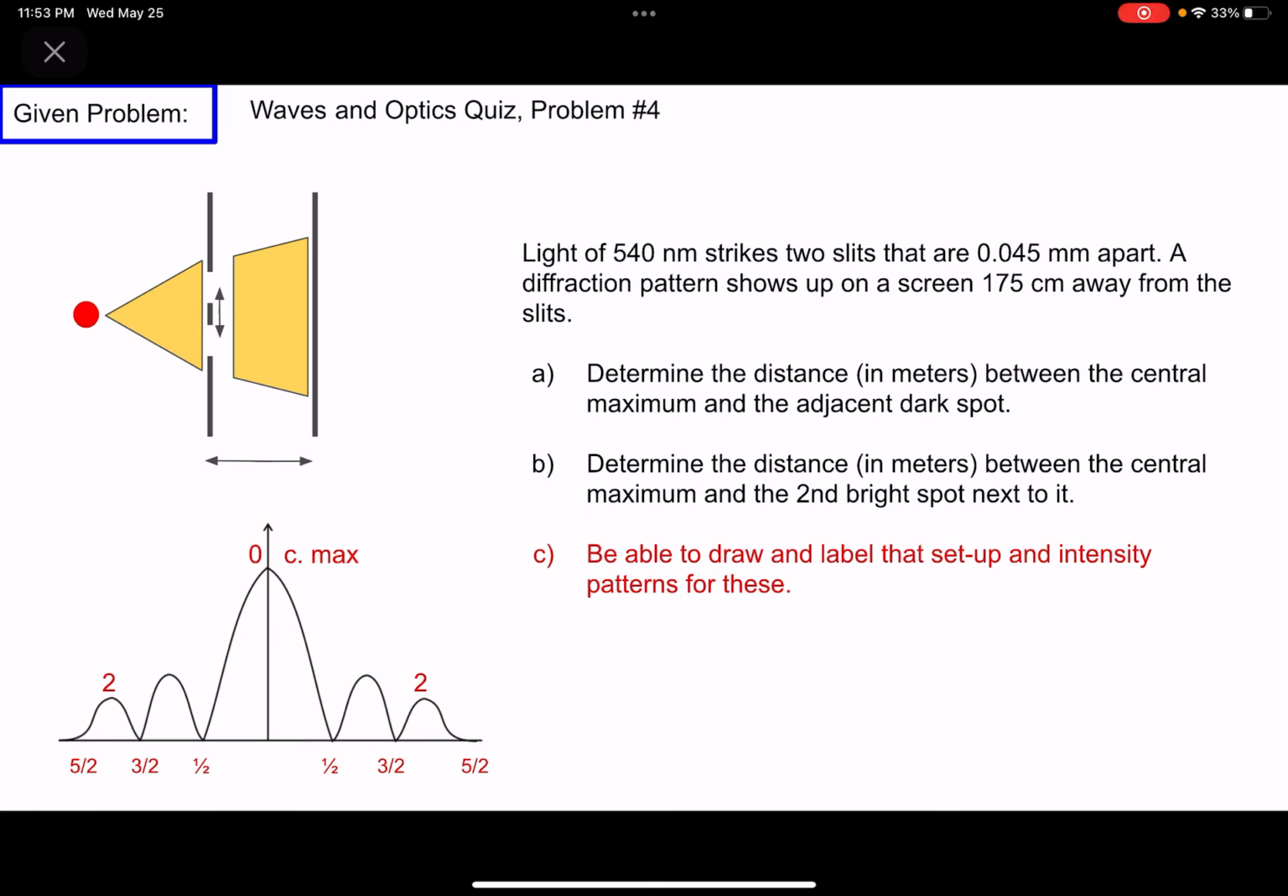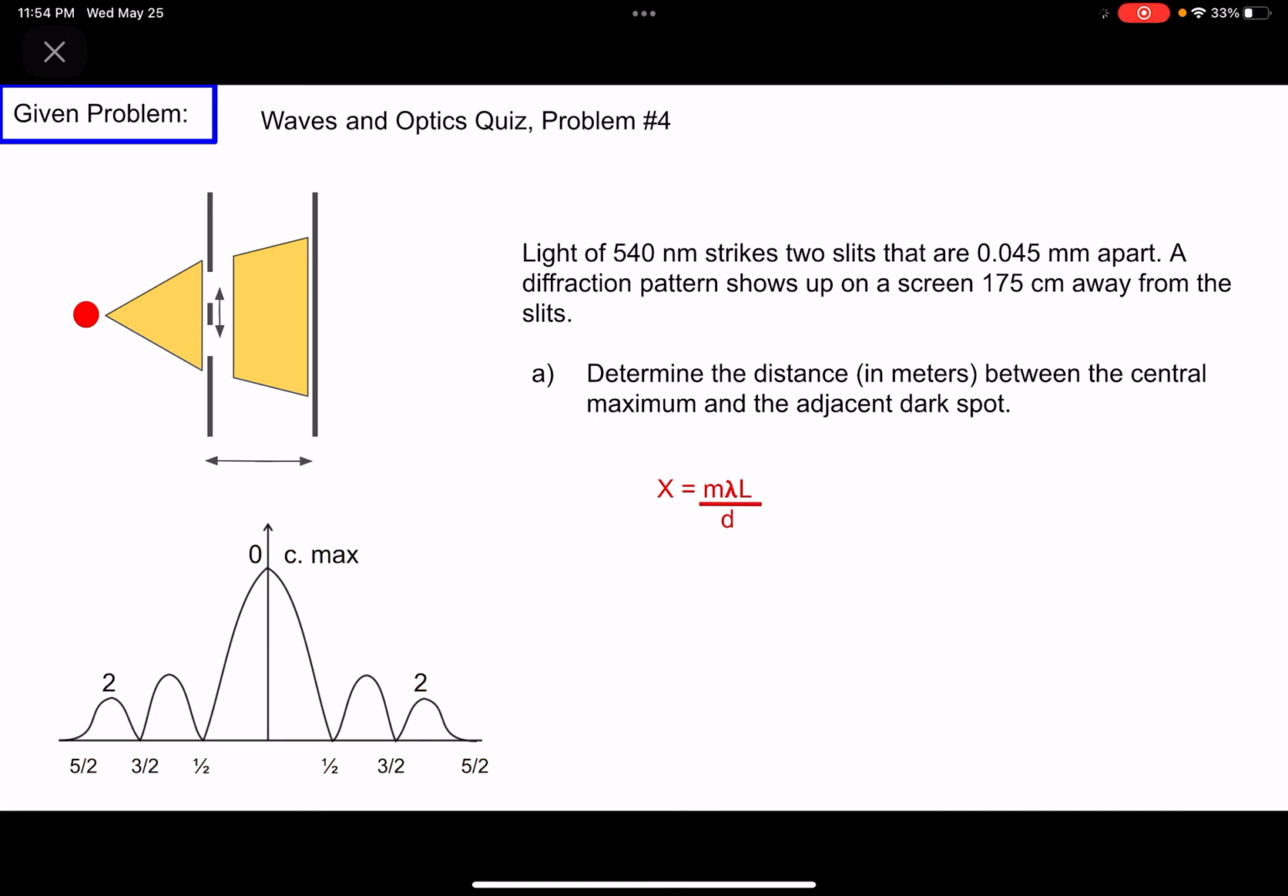So I started with C just to get a good picture of A and B, because I kind of forgot, it was quite a while ago. You find that 0 is going to be your max, and then dark spots go 1/2, 3/2, 5/2, and bright spots go 0, 1, 2.